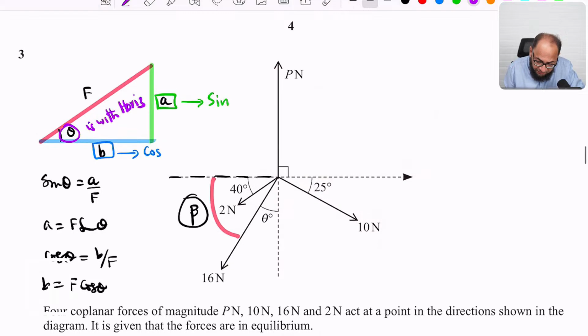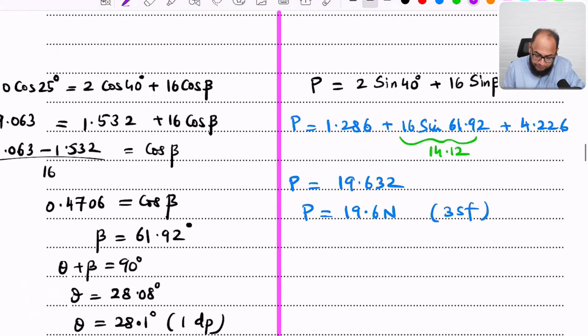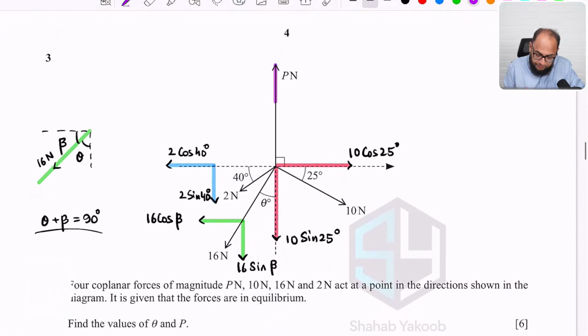Now I've already worked it out, I'll just show you the working. The working is: P needs no resolution as it is. 10 Newton horizontal component is 10 cos 25, vertical component is 10 sin 25. For this 16 Newton, this angle is beta, which I've labeled, so I'm working in terms of beta. Theta plus beta is 90, so once I find beta, I'll subtract it from 90. So this is 16 cosine beta. Again, the horizontal has cosine and the vertical has sine. For the 2 Newton, the horizontal component is 2 cosine 40 and the vertical component is 2 sine 40.